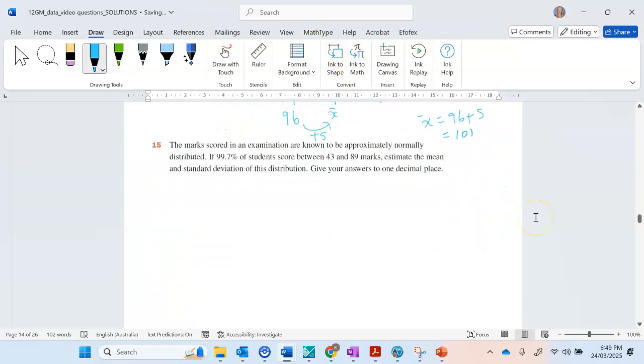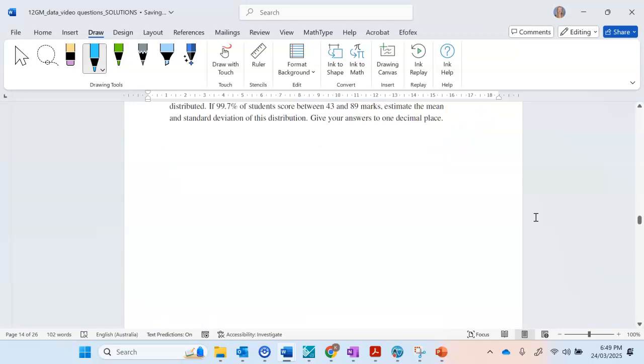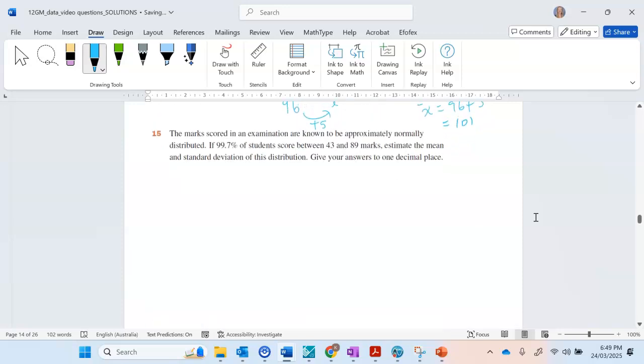All right, looking at the next one, I think this is the last question we're going to do. The marks scored in an examination are known to be approximately normally distributed. So remember, whenever we see that, we draw our bell-shaped curve. If 99.7% of students score between 43 and 89, estimate the mean and the standard deviation of this distribution. Give your answer to 1 decimal place. Oh, this is a tricky question. It's probably good that we're doing it together.